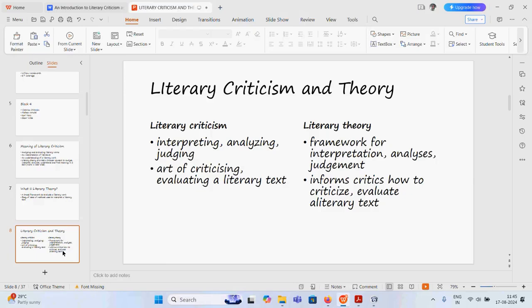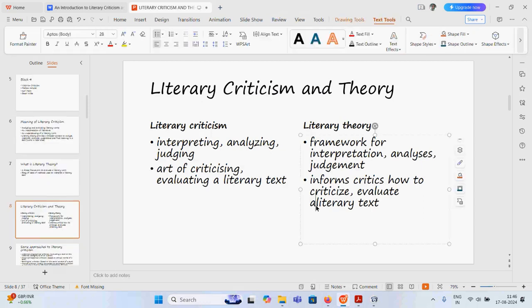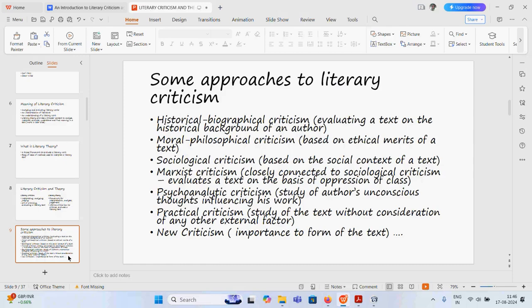On the other hand, as you can see on the right side of your screen, literary theory is a framework for interpretation, for analysis, or for judgment. It informs critics how to criticize and evaluate a literary text. I'll take you further so that we can understand some approaches to literary criticism.